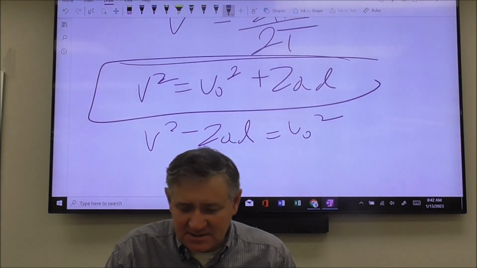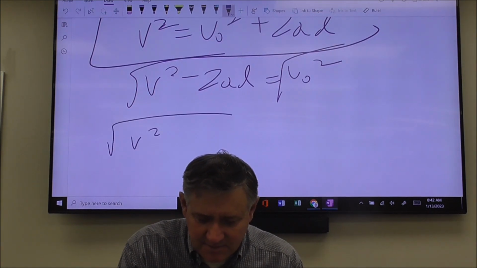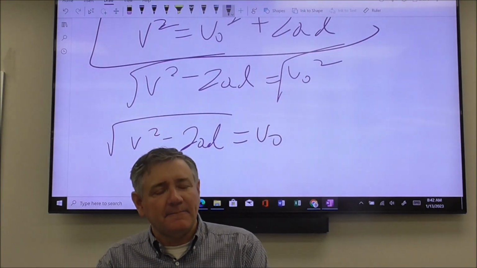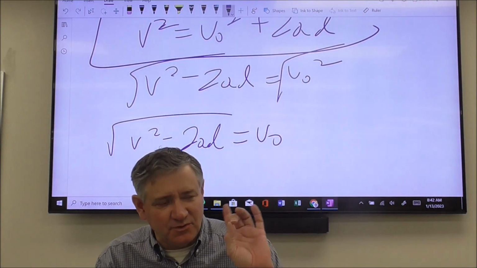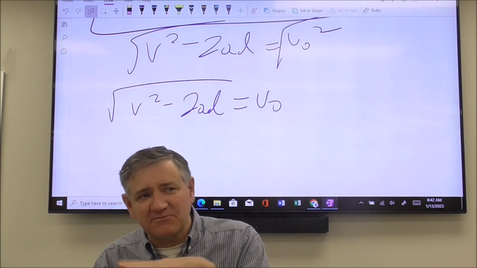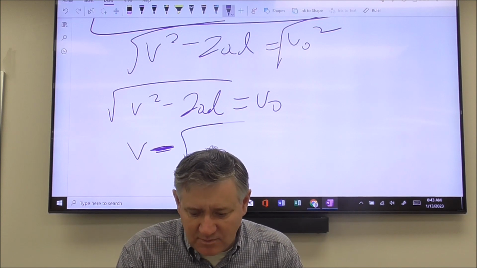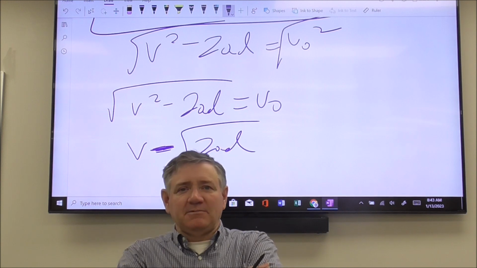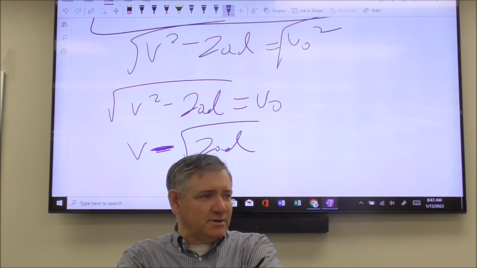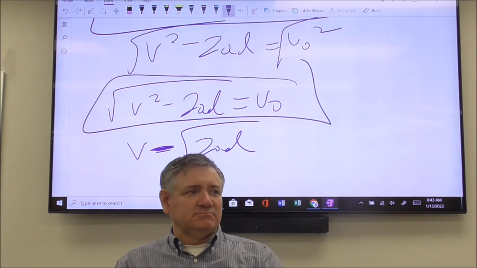Then you're going to take the square root of both sides, right? So I'm going to have the square root of V squared minus 2AD equals V0. Now, I'm guessing some of you have done this: you looked at that and said, oh, the square root of V squared is V, so I'll take V minus the square root of 2AD. Anybody have that? Can't do it. Bad, stop, no, horrible. This is as far as you can go.